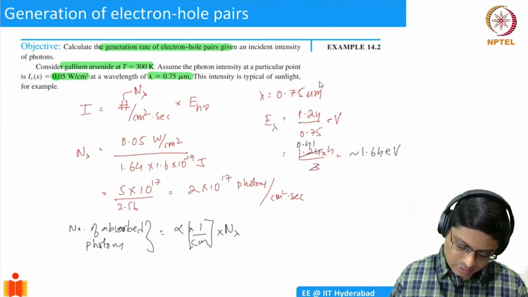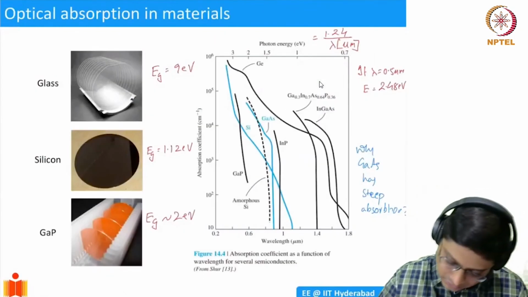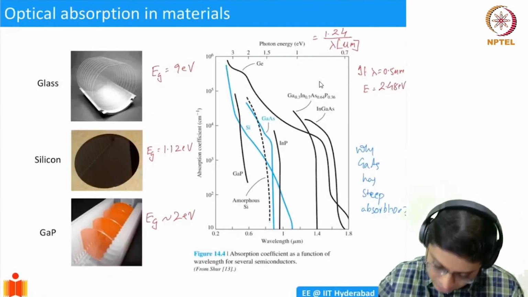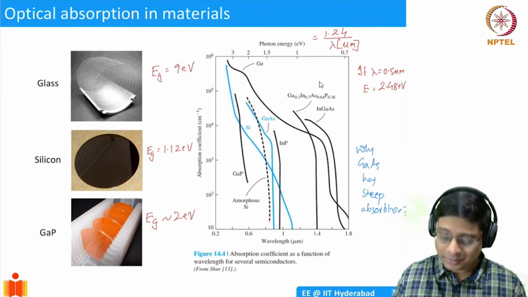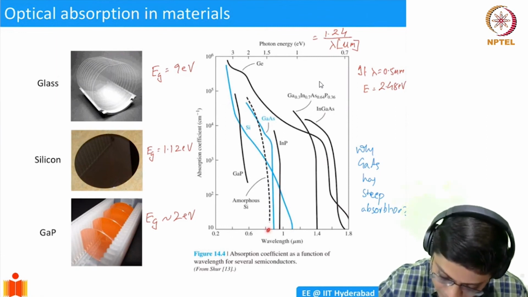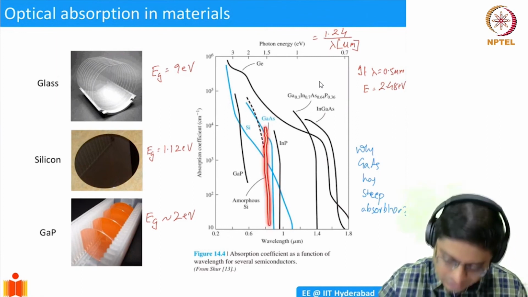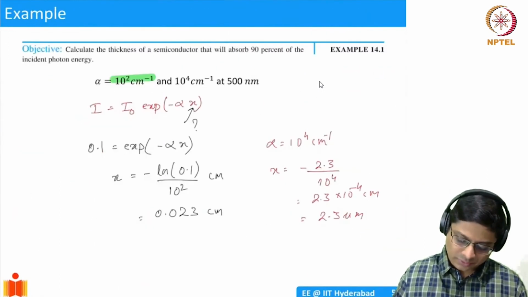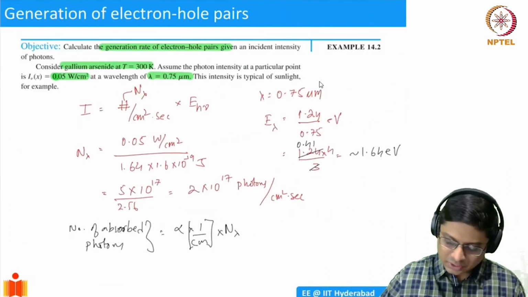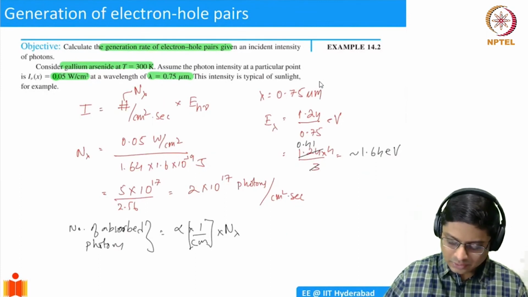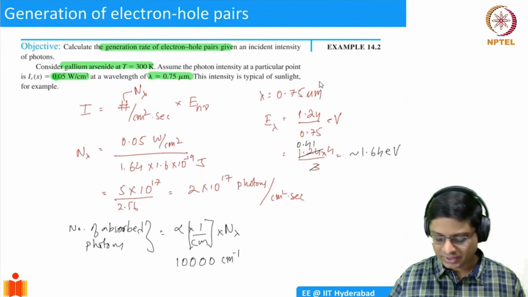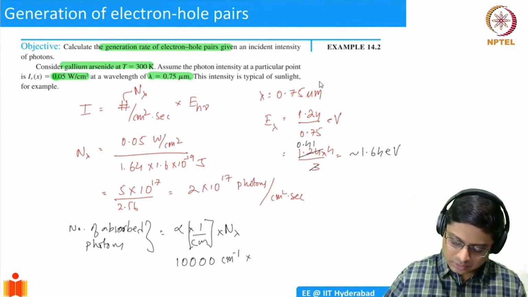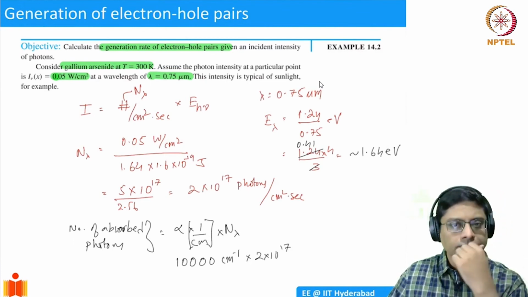Let me just go back. Gallium arsenide, 0.75 microns, so 0.75 somewhere here, right? Generally, gallium arsenide band gap is 870 nanometers. So 750 is just above the band gap, so there's a very steep increase. So we can take the absorption coefficient of gallium arsenide to be 10,000 per centimeter. That's a typical number because it's above the band gap. We can roughly multiply that by 2 into 10 power 17.